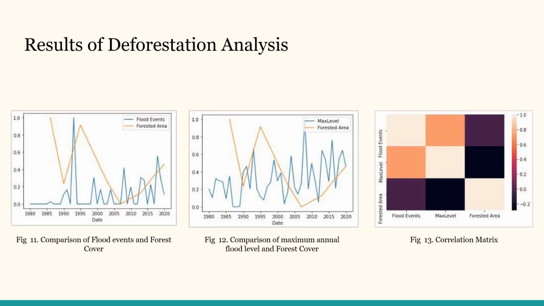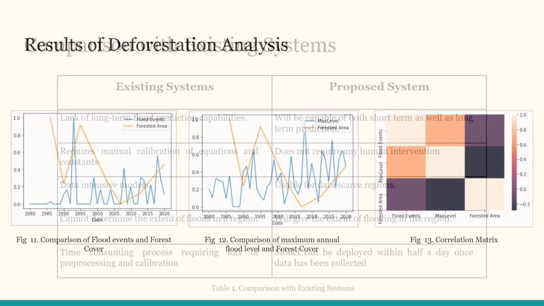Results of deforestation analysis. Figures 11 and 12 compare the change in the forested areas with time with respect to the number of flood events and the maximum annual flood inundation respectively. While figure 11 does not show any significant correlation between the forested areas and the number of flood events, figure 12 shows a marked correlation between the forested areas and the extent of flooding, with peaks in the maximum flood inundation levels corresponding to drops in the forested areas.